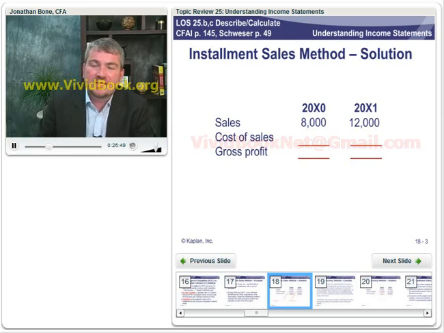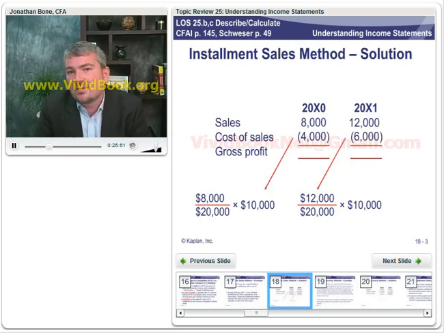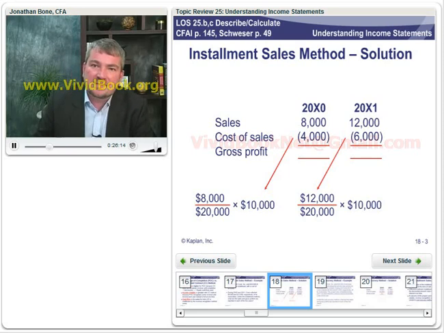So notice you get $4,000 in X0 and $6,000 in X1, computed as the proportion of cash collected to date, so $8,000 over $20,000 times the cost of the inventory you sold, $10,000. So that's $4,000 in X0. Notice in X1 we've received $12,000 out of a total of $20,000, so 12/20ths times $10,000, and we get $6,000. So our gross profit is $4,000 in X0 and $6,000 in X1.